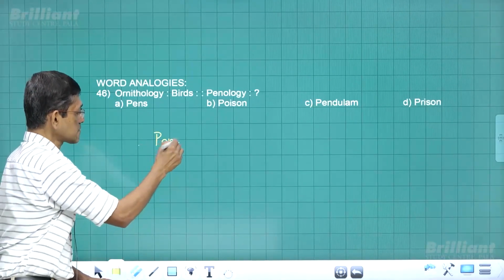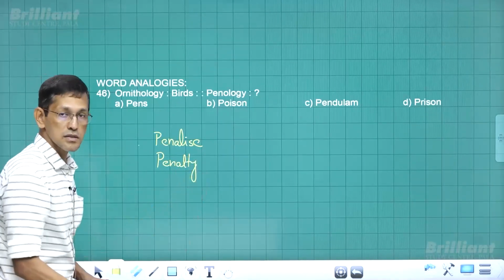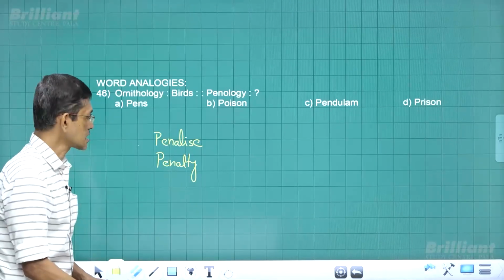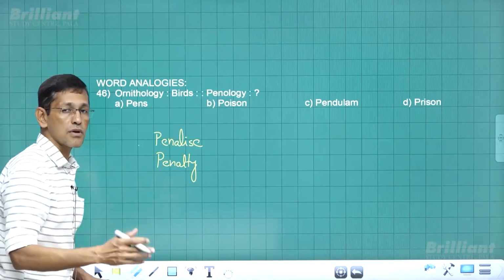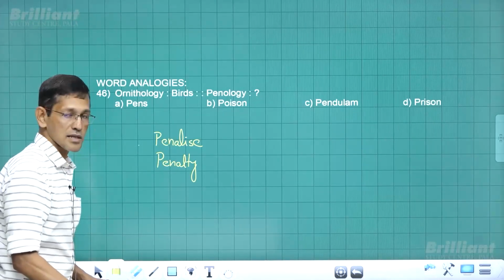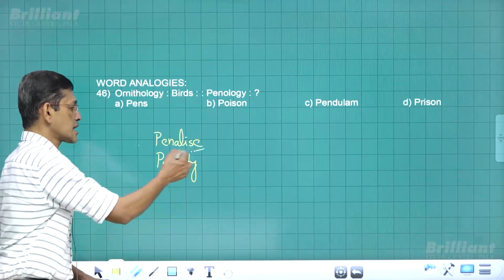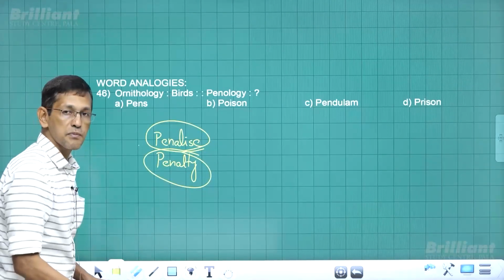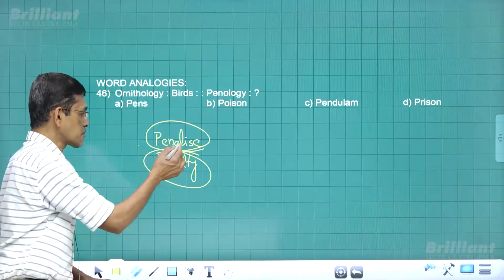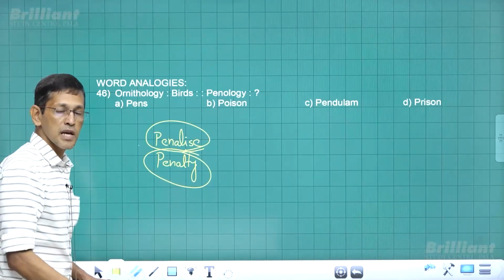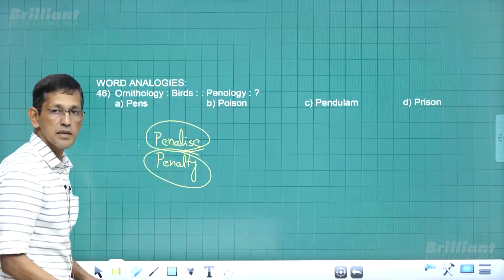Penalize. Have you ever heard of the word penalize? Or penalty? All these words are connected with penology. Penalty is when you are penalized for something which is done wrong. So penology is the study of penalizing. If people do something which is a serious offense, as opposed to smaller offenses, where there will be penalization, penalty, fine, those kinds of things, these people would be sent to prison, right? So actually, penology is the study of prison. So that's the answer.